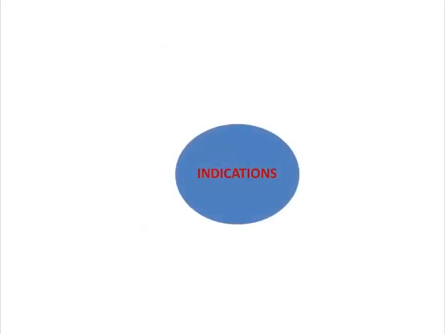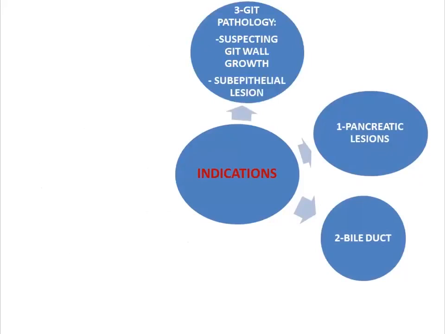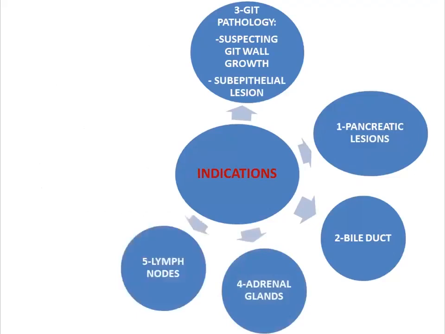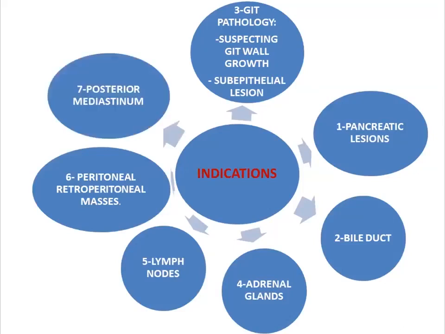The classic indication for endoscopic ultrasound FNA is pancreatic lesion. This is the first and the classic indication of tissue sampling. Sampling of the bile duct in case of bile duct strictures, sampling of abnormally thickened gastrointestinal wall, sampling of subepithelial lesion, and sampling of adrenal gland masses, lymph nodes, retroperitoneal or peritoneal masses, and posterior mediastinal masses.